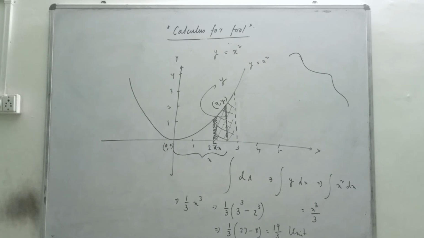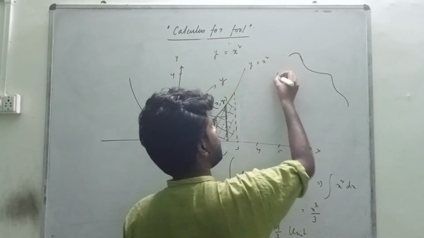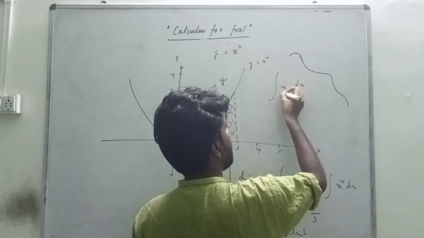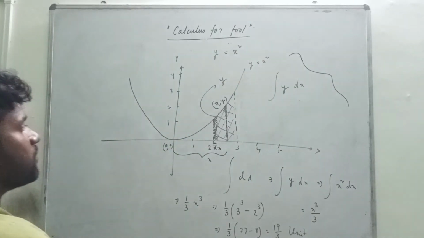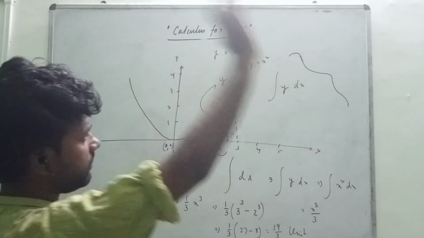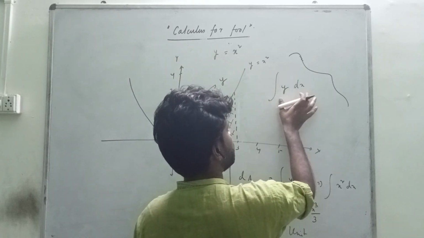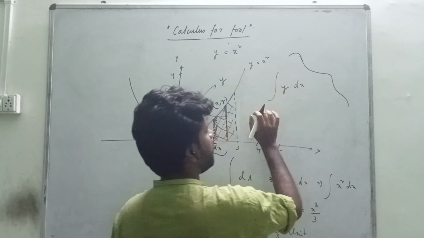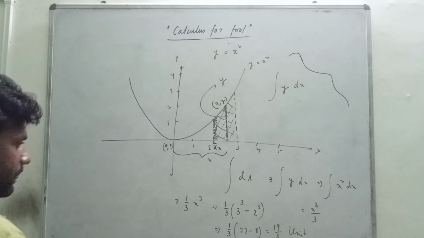Okay, so actually this symbol, the sum of y dx, where y is anything, x squared, x cubed, x and so on, means the area under the curve of y. Okay, area under the curve of y.